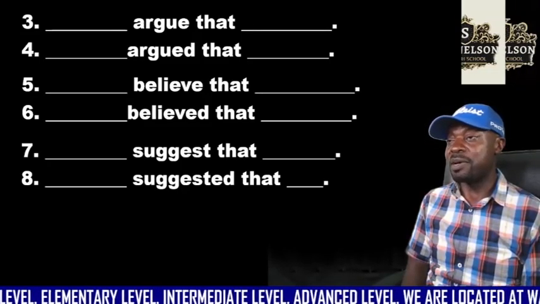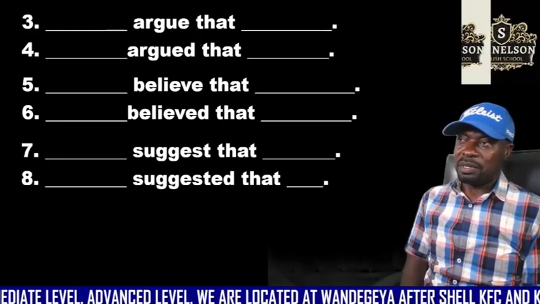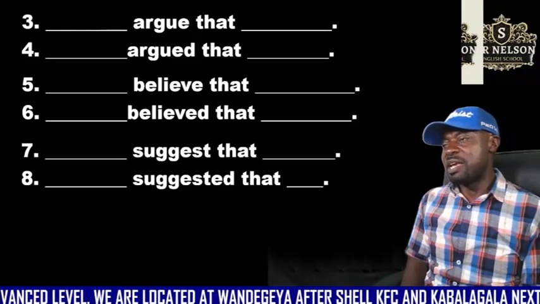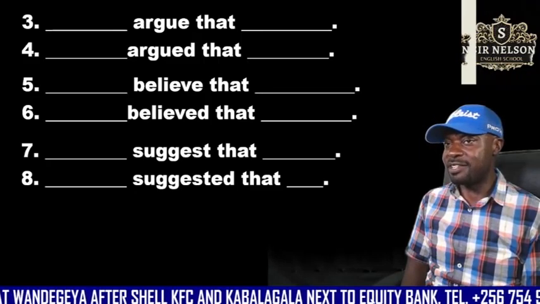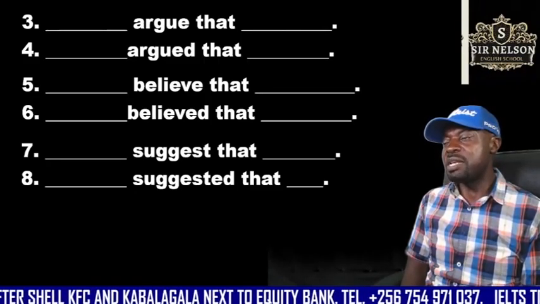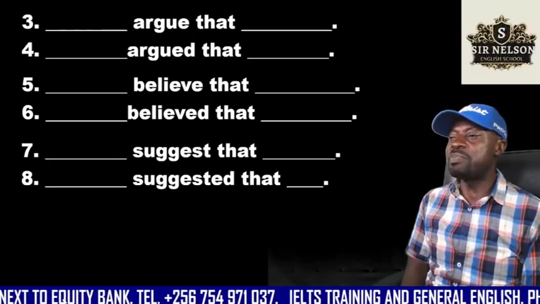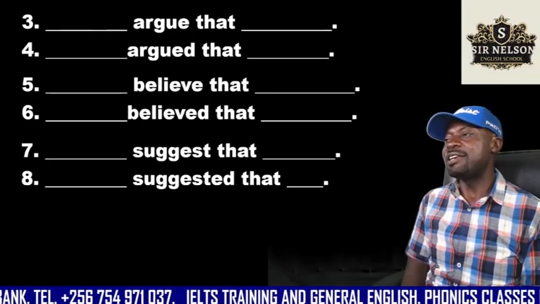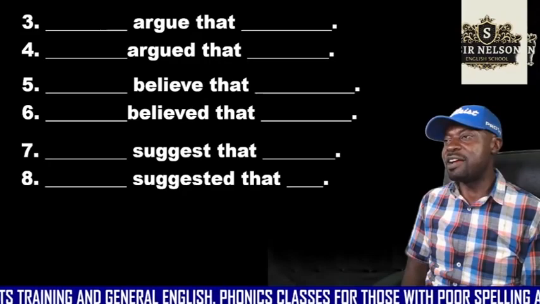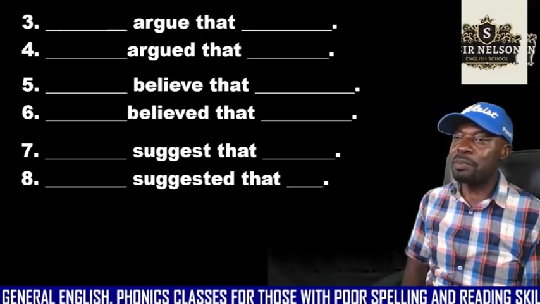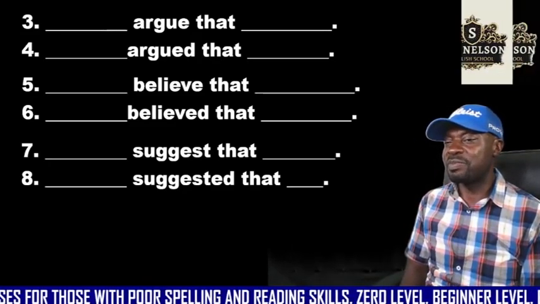Number 5, remember to write these full sentences. Some people argue that the internet has many advantages. It is argued that the internet has many advantages. Number 5, some people believe that the internet has many advantages. Number 6, it is believed that the internet has many advantages. Remember, don't use the word many, don't use the word advantages, don't use the word some people all the time. Use the synonyms. Don't use the verb say.